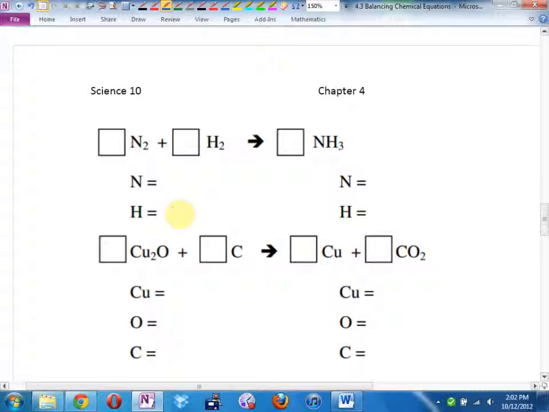Dinitrogen plus dihydrogen gives NH3. Oh, that's ammonium, isn't it? I think that was ammonium from the back of the polyatomic sheet. Okay. Let's try this out.